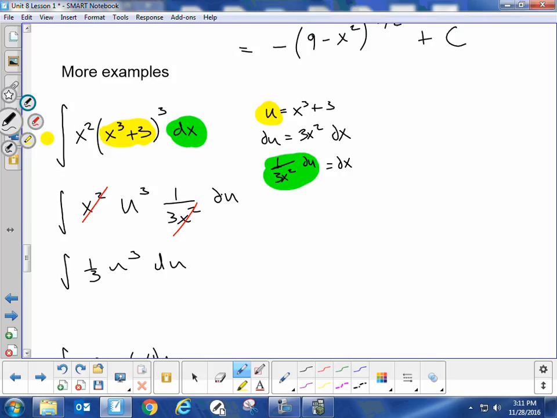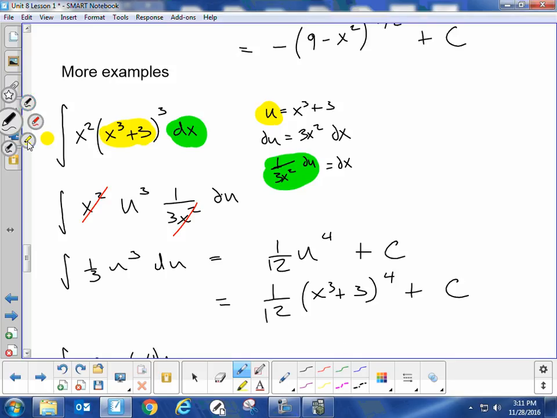Don't forget the very important step of actually taking the antiderivative. This would be u to the 4th times 1/12, 1/4 times 1/3 plus c. That is a crucial step, and now we can replace the u with x cubed plus 3. Okay?